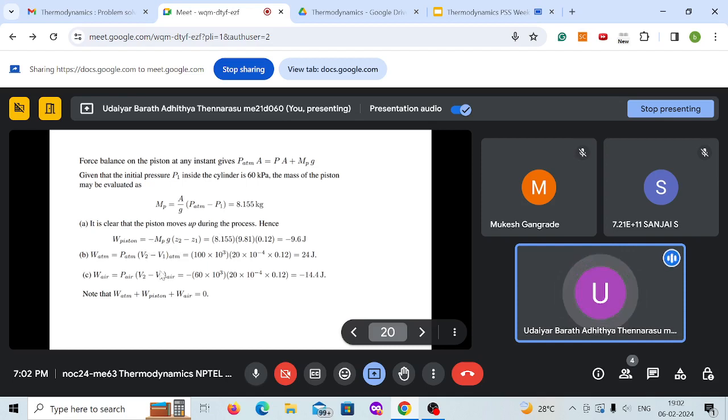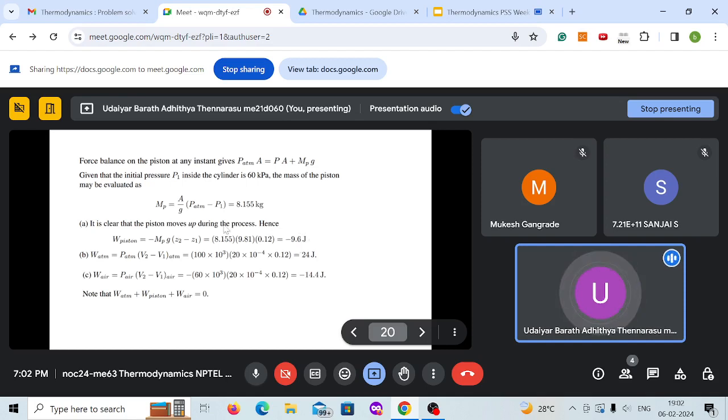Minus mass of piston into acceleration due to gravity into the distance it moved. So mass we have already calculated, 8.155, into 9.81 into 0.12, or 12 centimeters converted to meters. It will come out to be minus 9.6 joules. So this is the amount of work which is done on the piston.